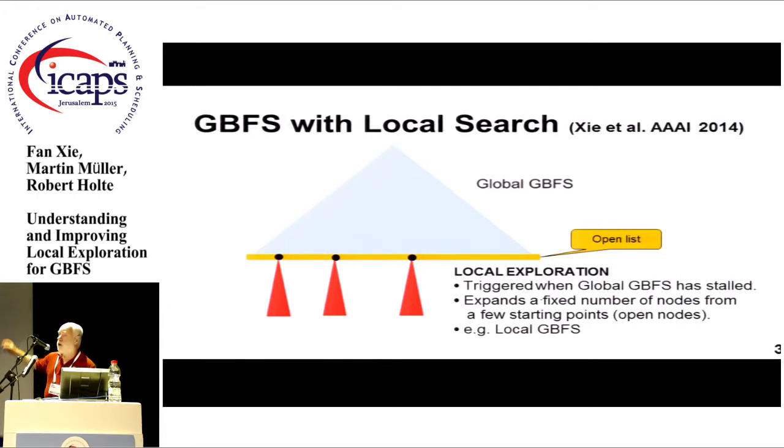Now, I'm calling it the global GBFS because, in fact, one of the methods that we used for doing the local search was also a GBFS. So it's very important in your mind to keep track of the fact that there's the big GBFS that's stalled, and then these little GBFSs which launch themselves from a single node in the open list, and they keep their own private open list while they're doing that, so it stays small and focused. So that's what the red triangles represent here. And it turned out that this worked really well.